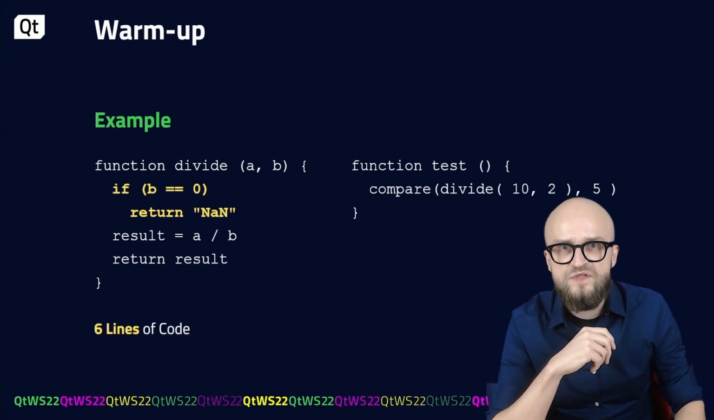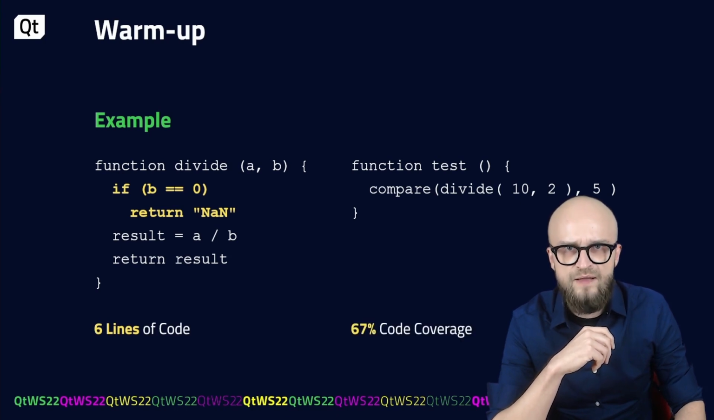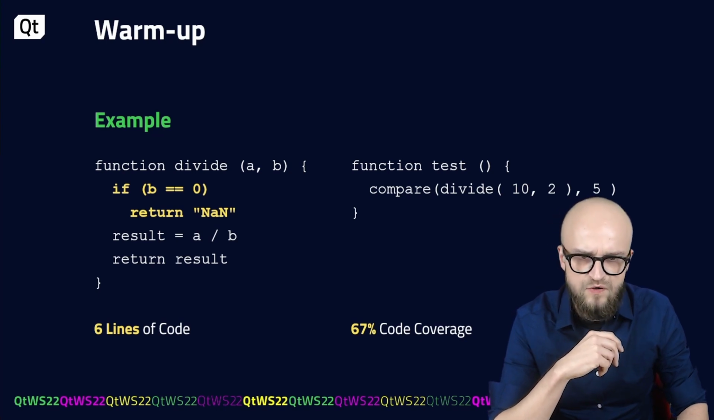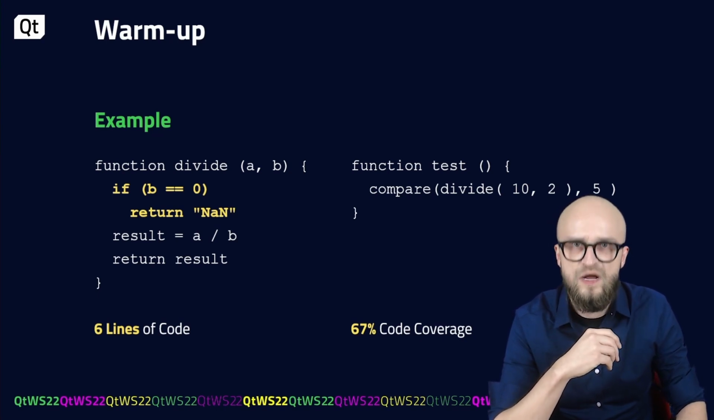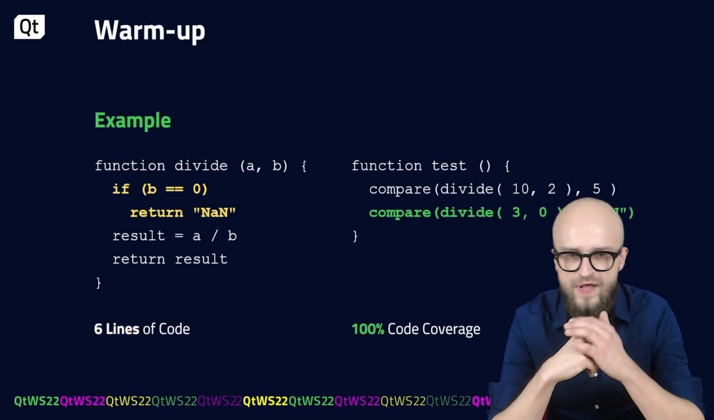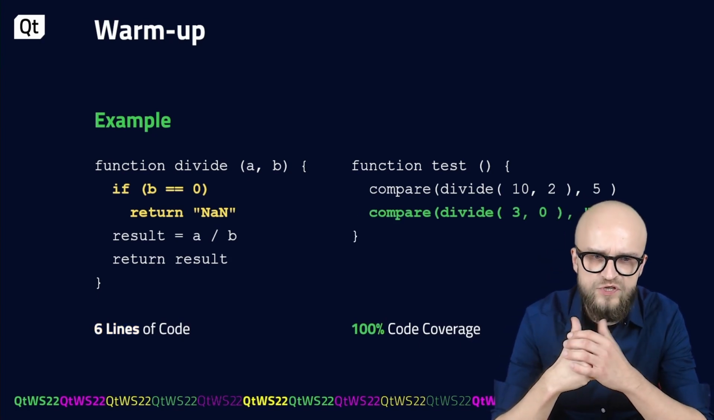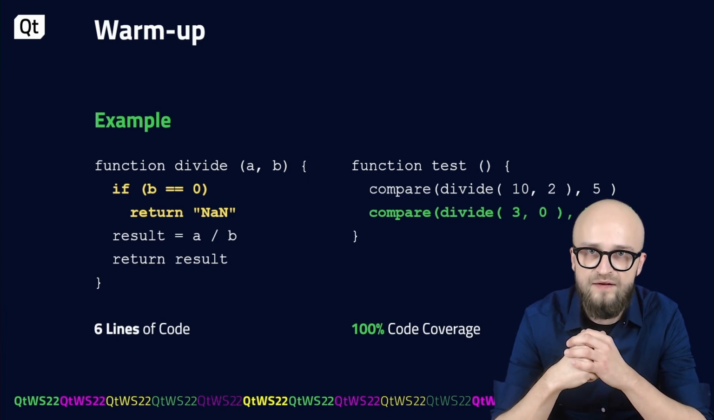We are up to 6 lines of code, but at the very same time, we are down to 67% code coverage. So how can we regain 100% once more? We add another test. We just divide 3 by 0 and watch out for NaN, not a number.